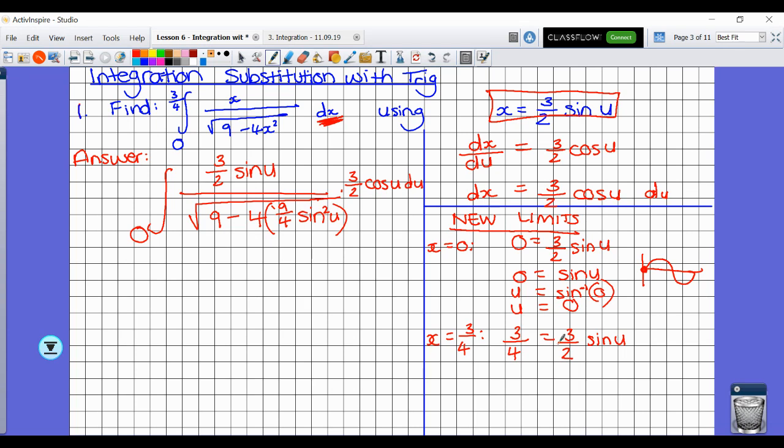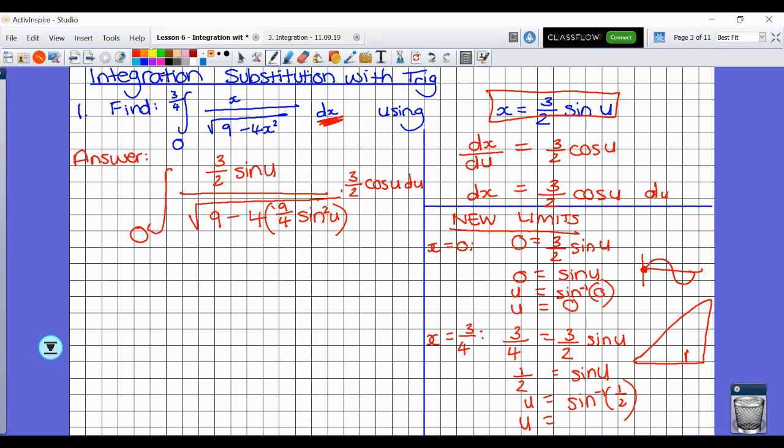We're trying to rearrange to get u by itself, so we're going to divide by 3/2. So if we type in 3/4 divided by 3/2, that's just going to give you a half equals sine u. u equals sine inverse of a half. And then u is going to equal, so this could come up in paper 2, which is dead easy, type it in your calculator, but it could also come up in paper 1.